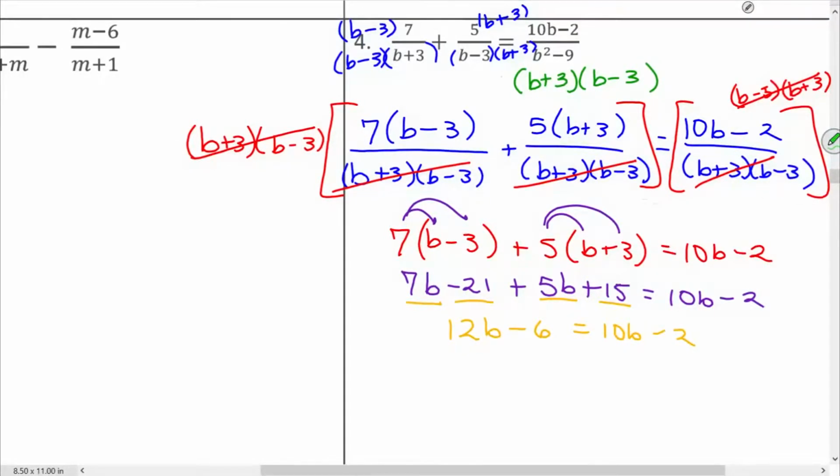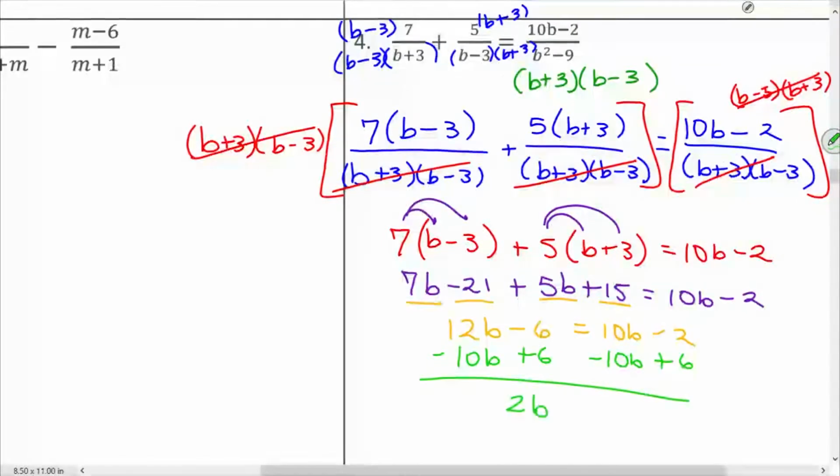And I'm going to subtract 10b from both sides and add 6 to both sides so that I get 2b is equal to 4, and divide by 2, and b is equal to 2. Now before I box that and think I'm done, would I get division by 0? Well, no, I'd only get that if I had negative 3 and positive 3, and I have 2 here. So this is the solution to this equation.